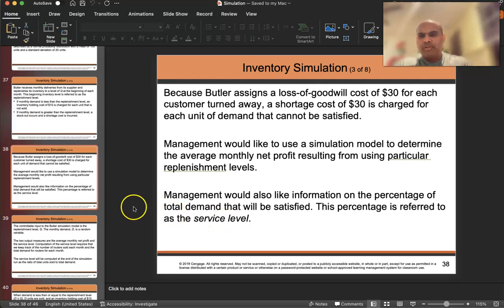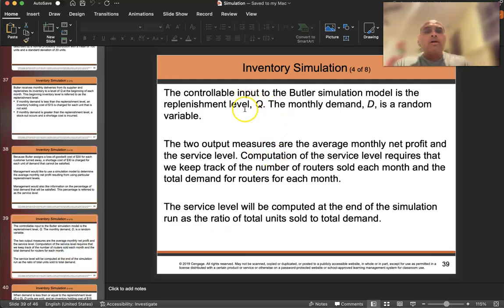All right. So let's see what's going on here. Now we are looking at one controllable input, which is Q. So controllable inputs are inputs that we control. So in the previous problem, the what if analysis that we did, the controllable inputs were the sales price and the fixed cost. So these were numbers that we knew right at the beginning, right?